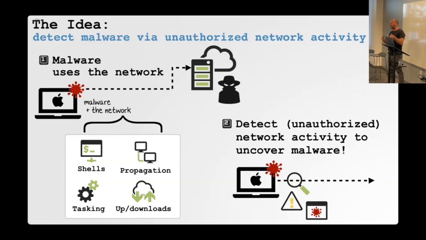Well, once the malware gets onto the system, it's going to do a few common things. One of those is access the network, maybe download additional payloads, check into a remote command and control server, exfiltrate files. So if we can detect this unauthorized network activity, then in theory, we should be able to generically detect a wide range, if not all, or at least most Mac malware.